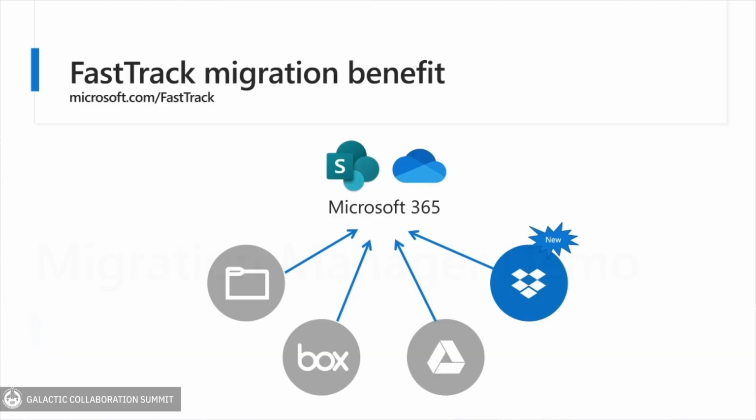So just to recap, with the SharePoint Migration Tool, with Mover and Migration Manager, you have plenty of capabilities to manage your own migration. But if you need additional help, I want to introduce you to the Fast Track Migration Benefit. The Fast Track Migration Benefit helps you migrate content from FileShare, Box, Google Drive, and now they support migrating from Dropbox to SharePoint and OneDrive. The Fast Track benefit is available for our Office 365 customers with 500 seats or more.